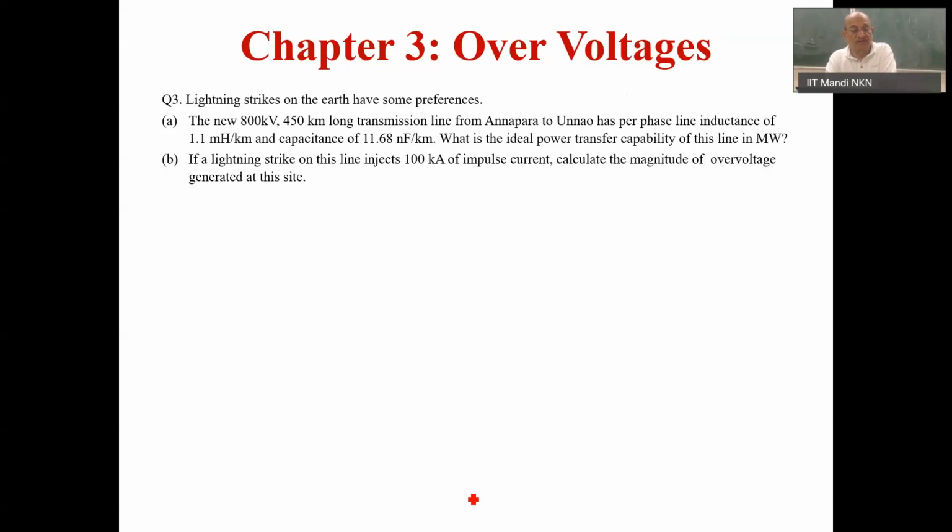So transmission lines are very vulnerable to lightning strikes because they stretch thousands and thousands of kilometers all over the country. So although protection is given with a grounded wire at the top, still it happens that the lightning finds its passage to strike upon the phase wire of the transmission line. Then the lightning strike on the earth has some preferences.